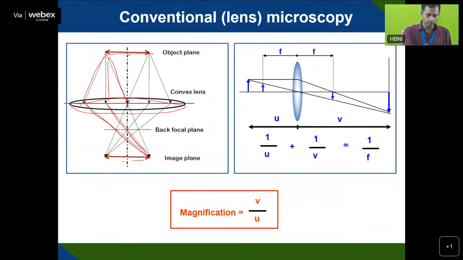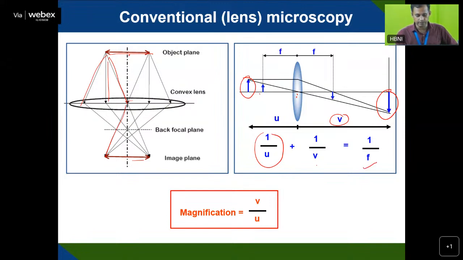It will fall at a particular point, and then you will get an image. Here you get an image in the case of a conventional microscope. You will get an inverted image here. For the u and v relation, u is the object to lens distance and v is the lens to image distance, so 1 by u plus 1 by v is equal to 1 by f.